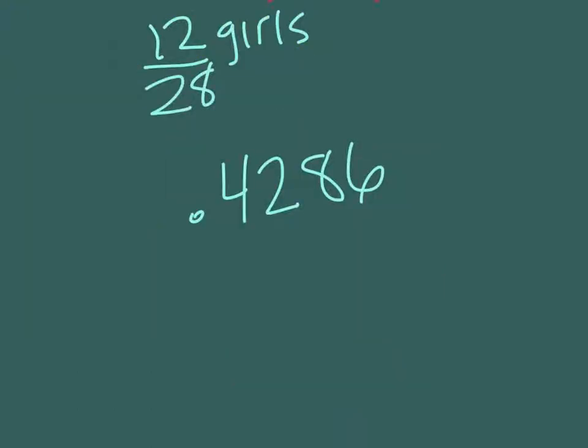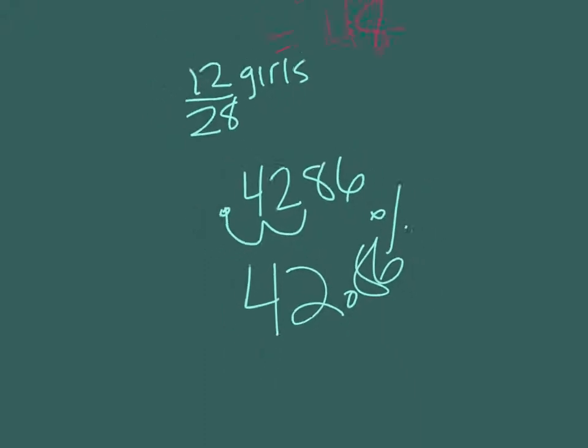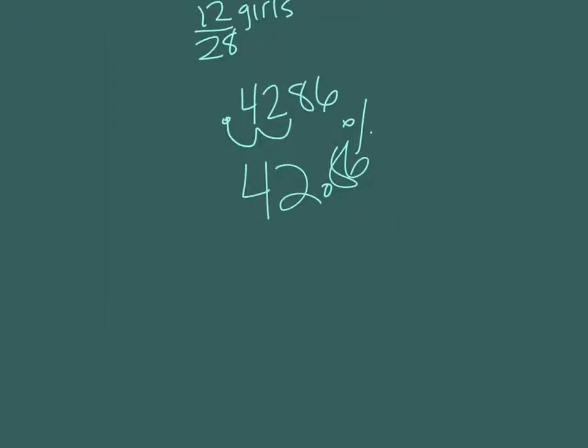Okay, so back to this. 0.4286, to get your percentage, you just move the decimal over twice. 42.86%. Or if you round, you could just say 43%. And there you go. I hope I didn't confuse you.